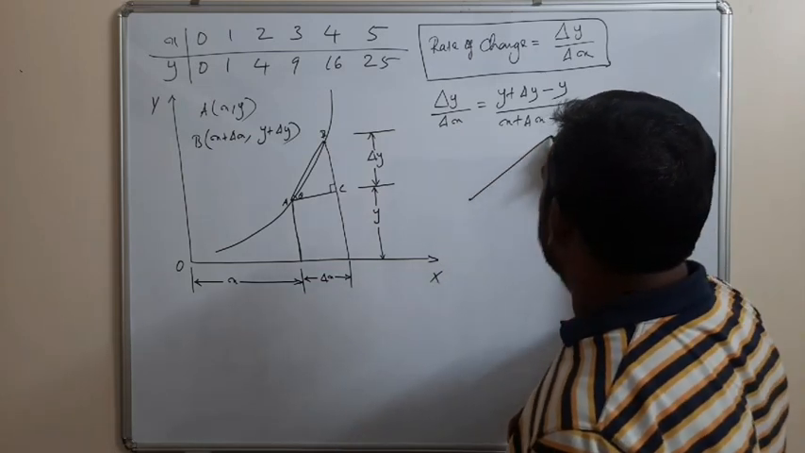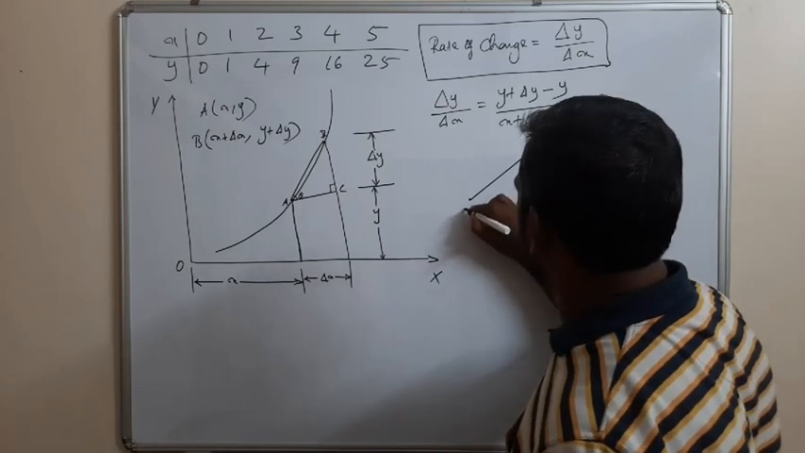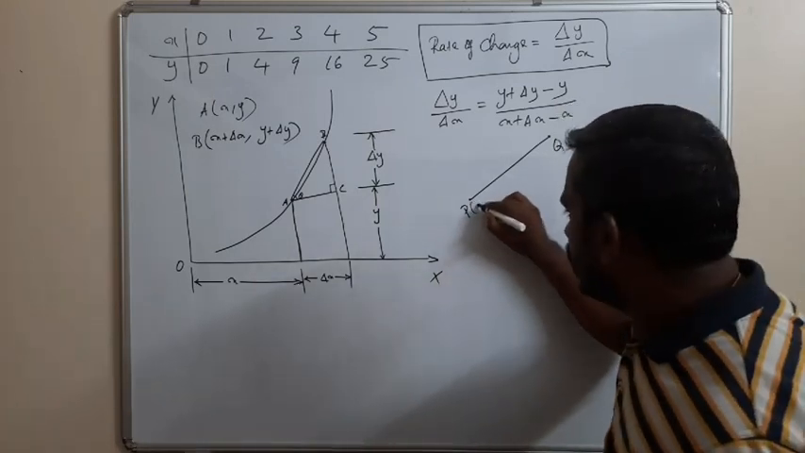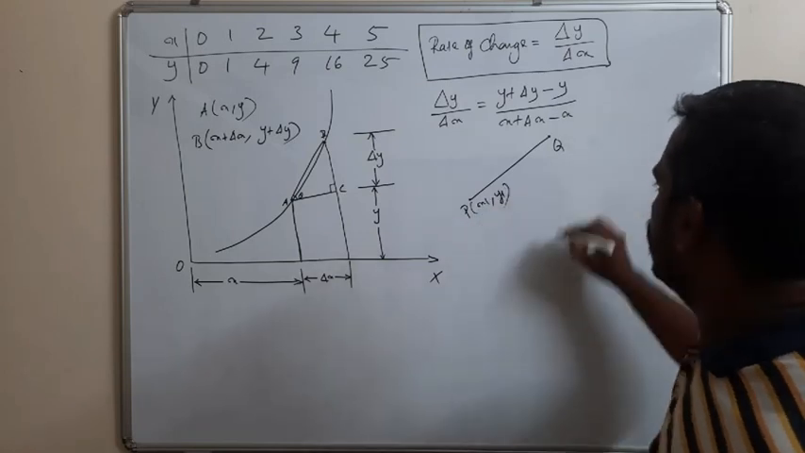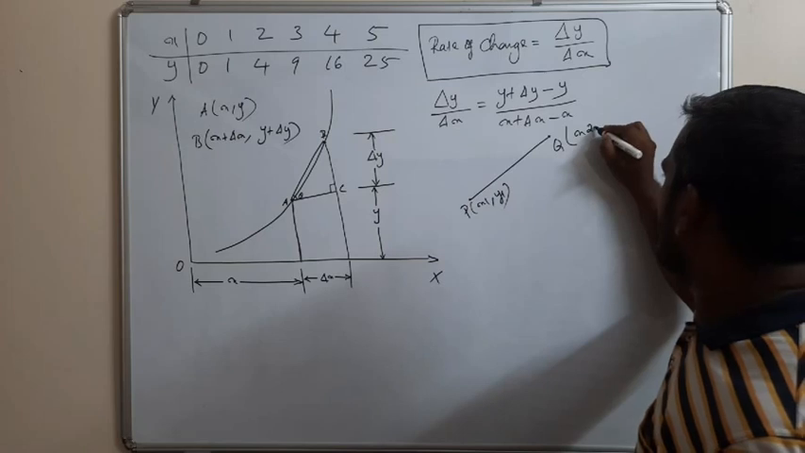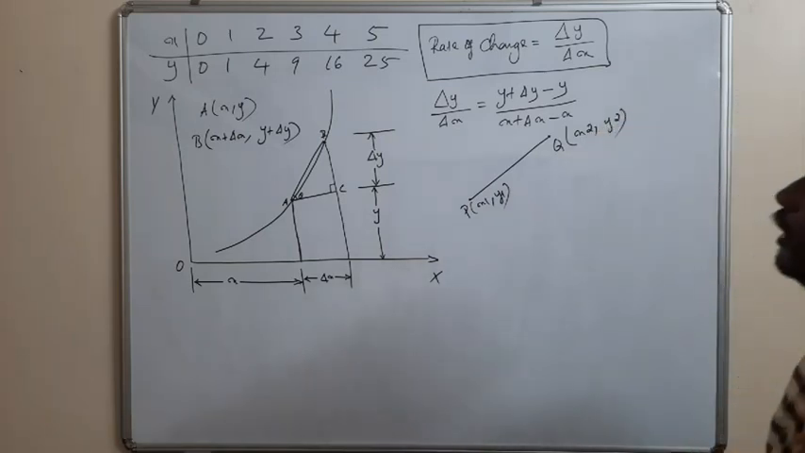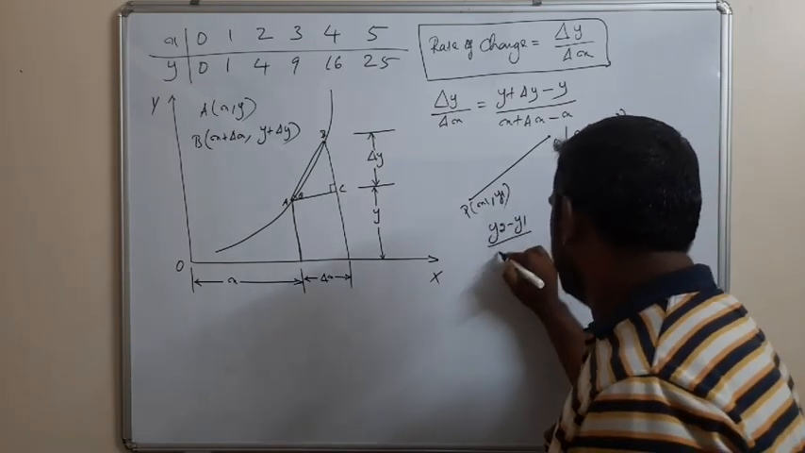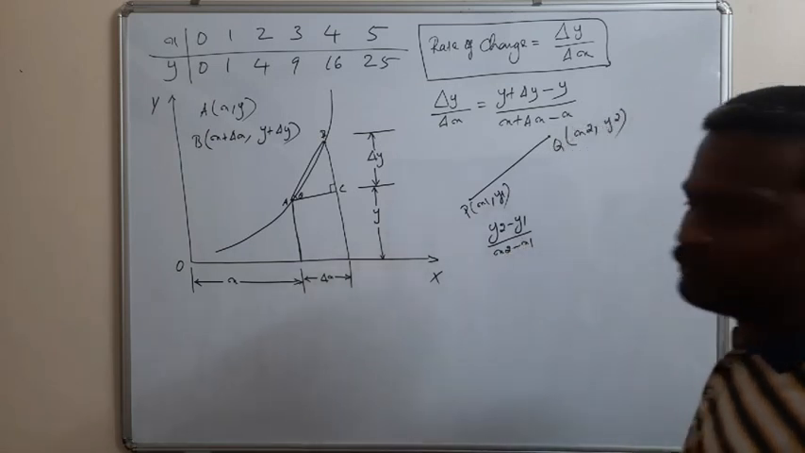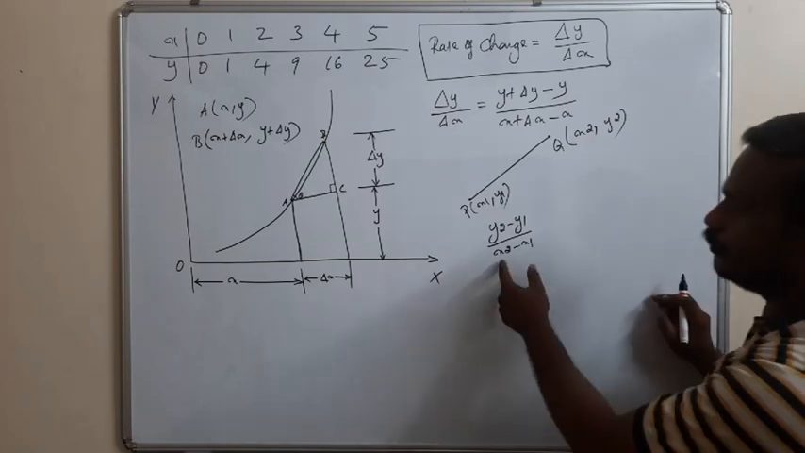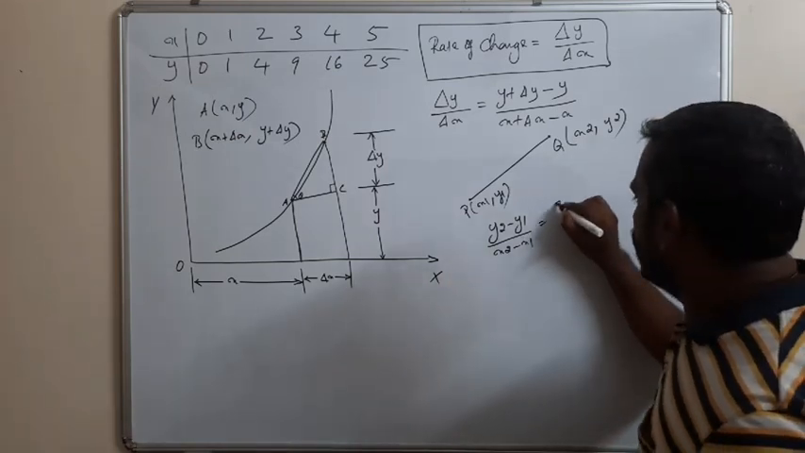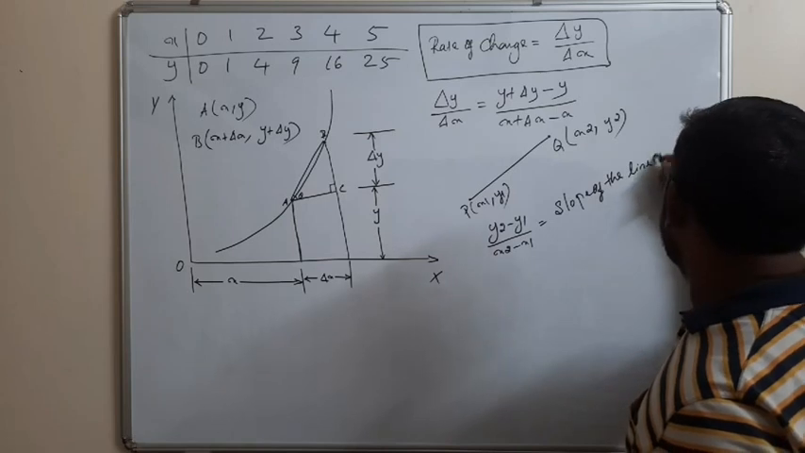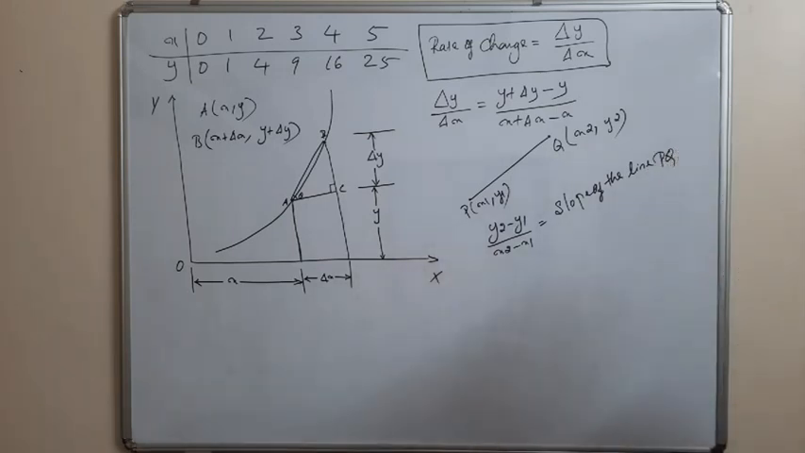Suppose PQ is a line, with P at (x1, y1) and Q at (x2, y2). In the lower class we studied that (y2 minus y1) divided by (x2 minus x1) is equal to the slope of the line PQ.